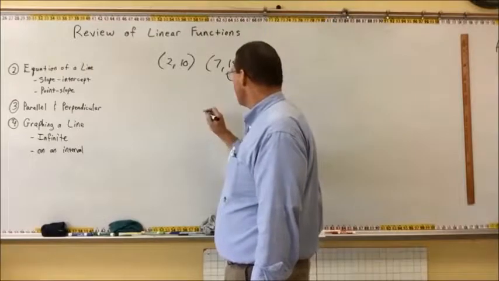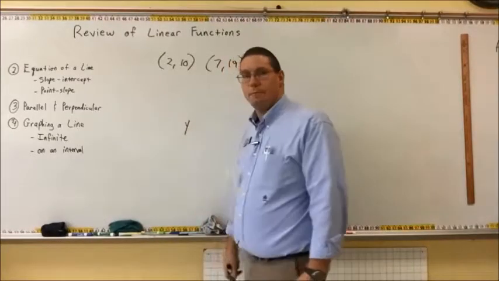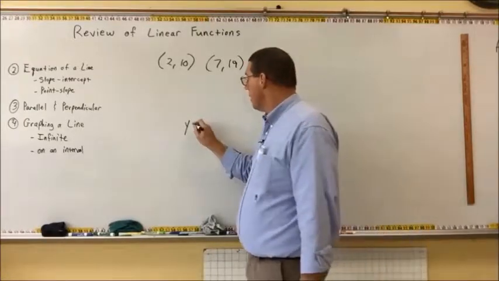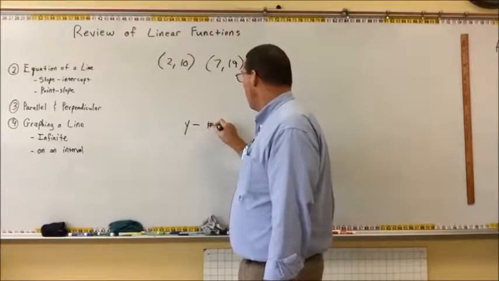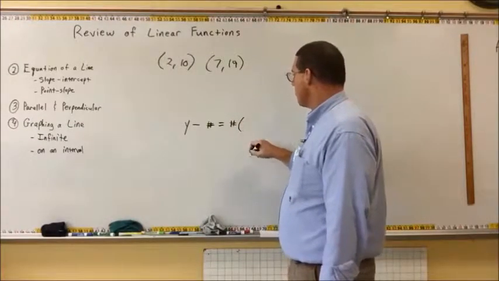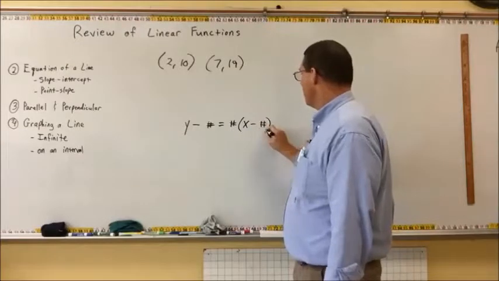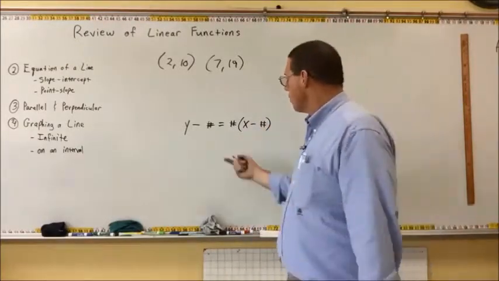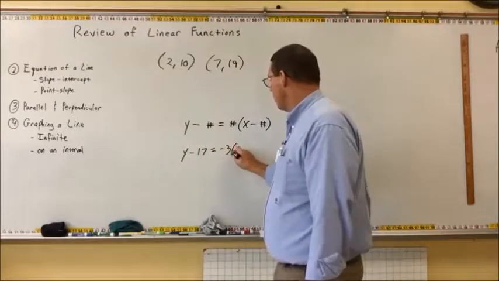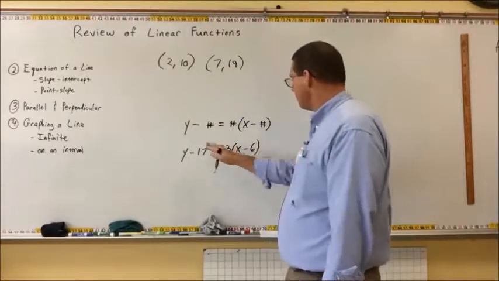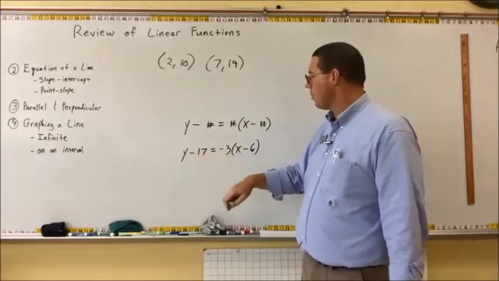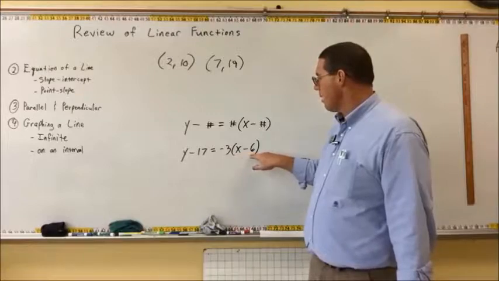Point-slope form of a line is going to go like this. It's going to have the letter y in it, because it's a function, minus some number. So it's going to be y minus some number is equal to some number, then a parenthesis, times x minus some number. This is what the formula looks like. So, for example, let's say we have y minus 17 is equal to negative 3 times x minus 6. This is the equation of a line. This is point-slope form. We have y minus a number equals negative 3 times x minus a number.